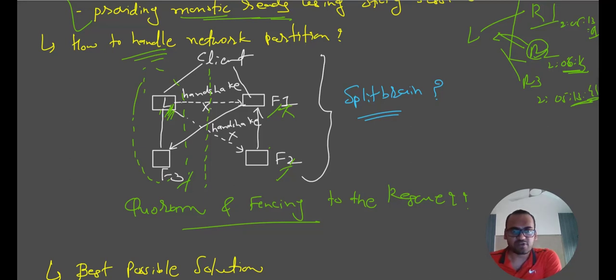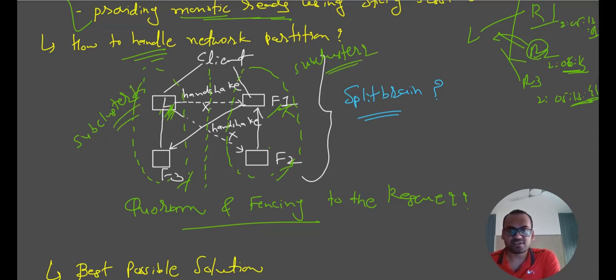So there is literally a kind of partition, and this is forming a cluster here, what we call a sub cluster. And this is another cluster. This sub cluster was formed because of the network partition. So this is sub cluster 2 and this is sub cluster 1.